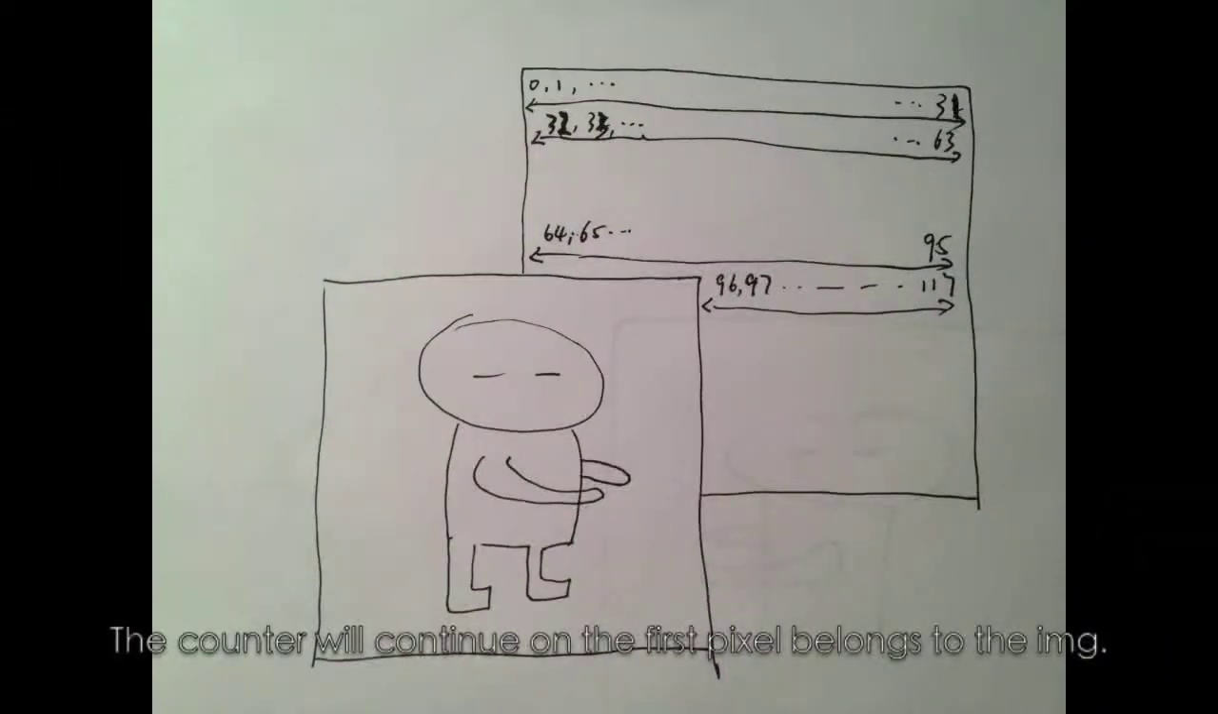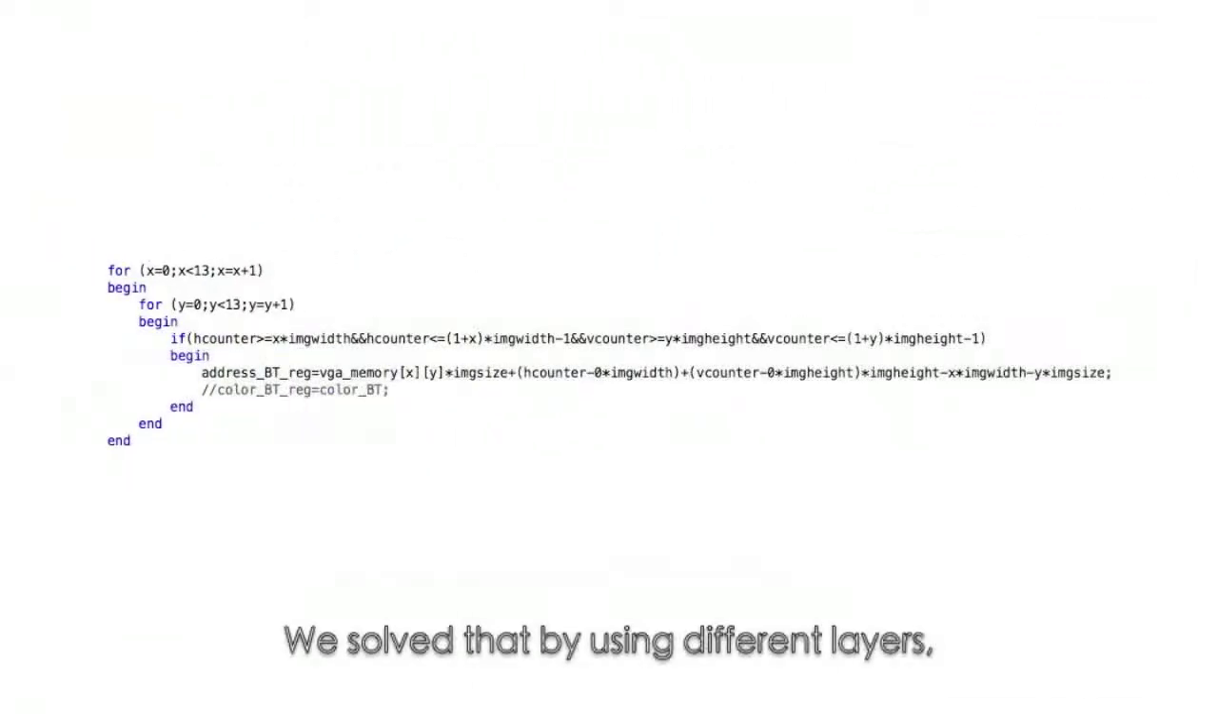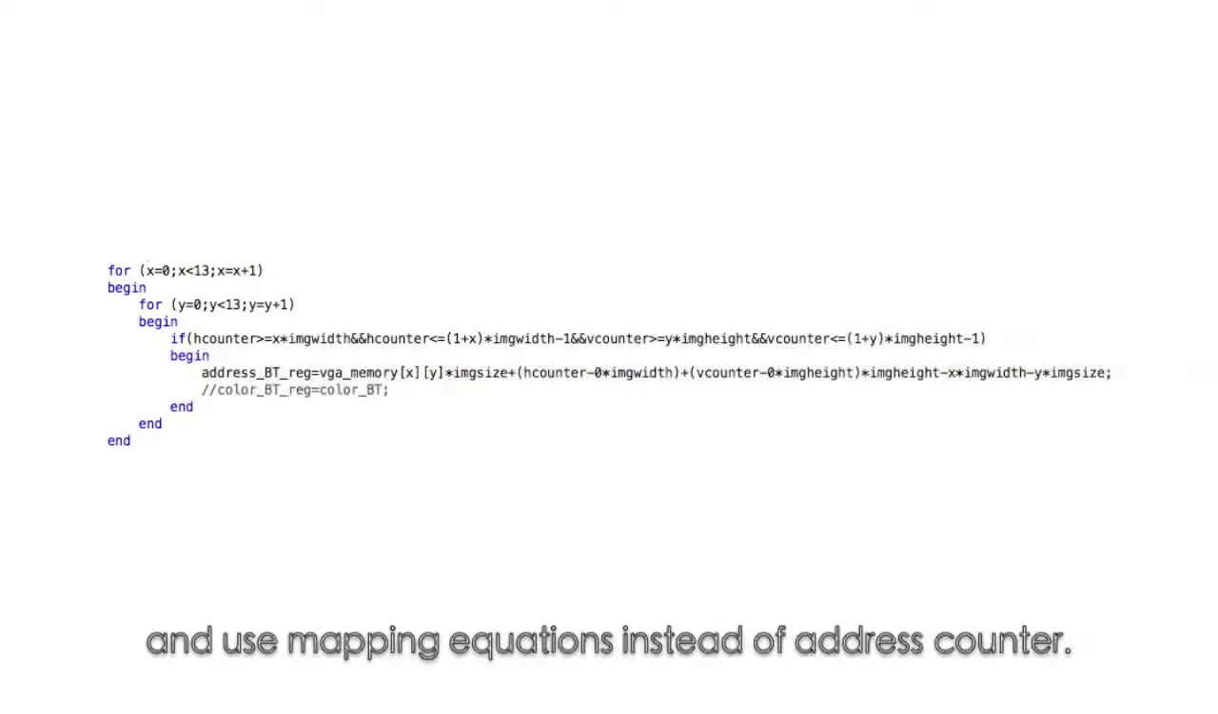The counter will continue on the first pixel that belongs to the image. When overlap occurs, the first pixel won't be the real first pixel of the line. That's how it happened. We solved that by using different layers, and using mapping equations instead of an address counter.